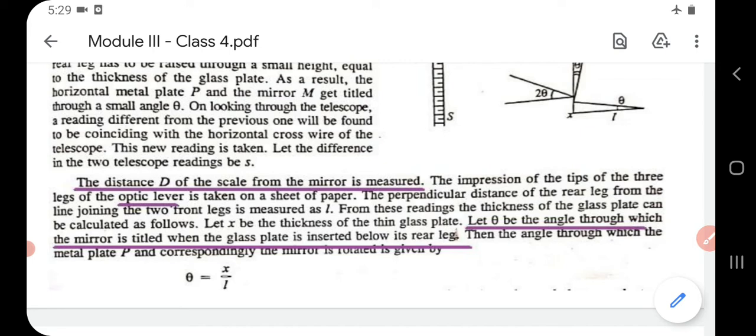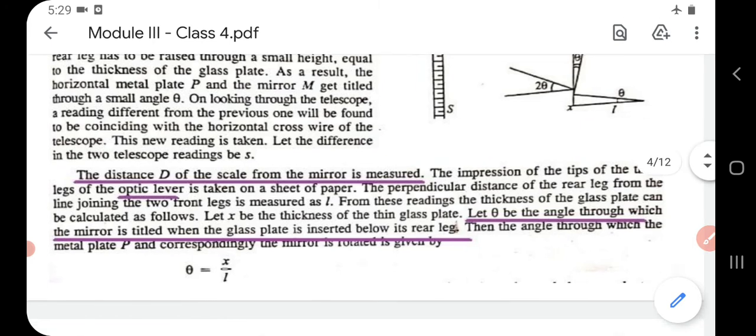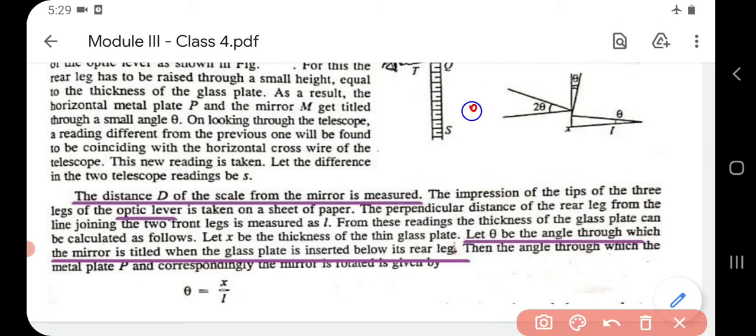So you will get 3 dots like this. One dot here, one dot here. Join these 3 points. Measure this particular distance with a scale. That will be your L. Hope it is clear.